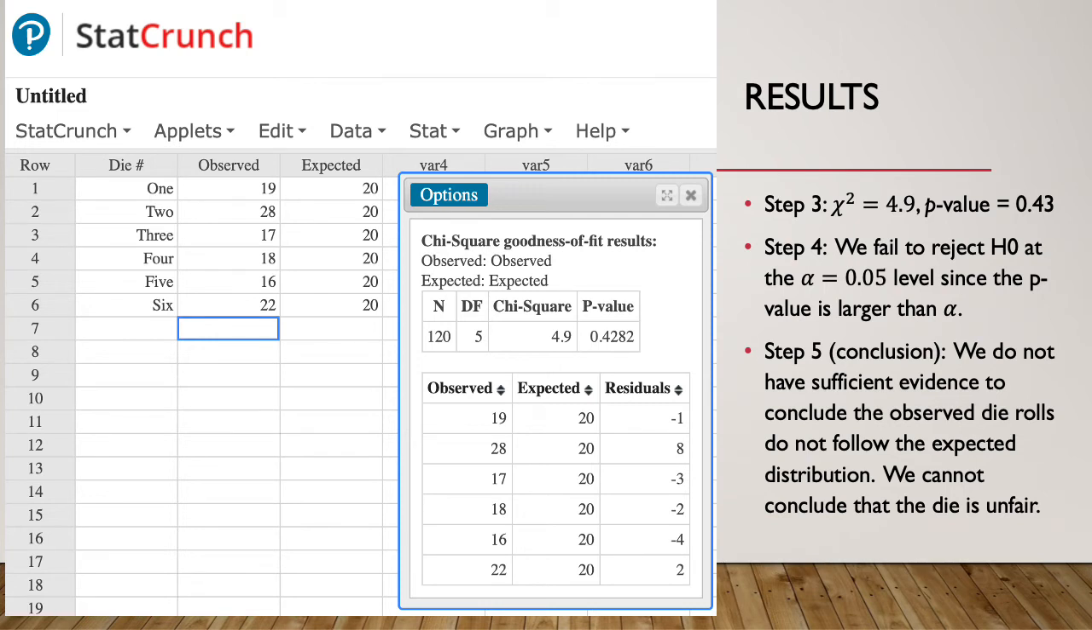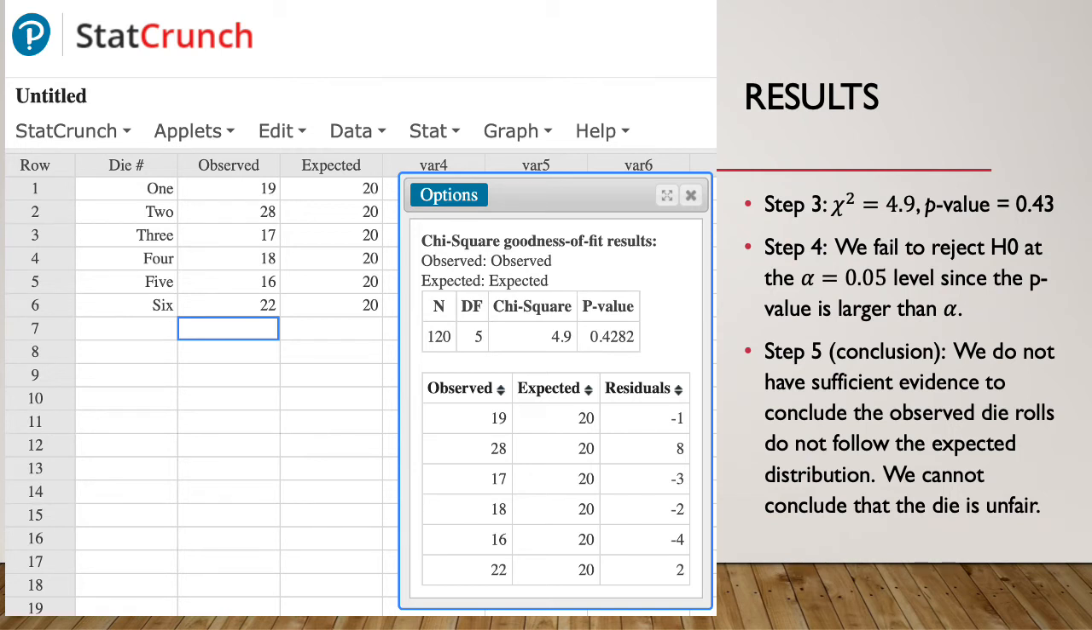So this gives us enough to complete our hypothesis test. Step 3, we report the chi-squared statistic and p-value. Step 4, we fail to reject the null hypothesis at the alpha equals 0.05 level.